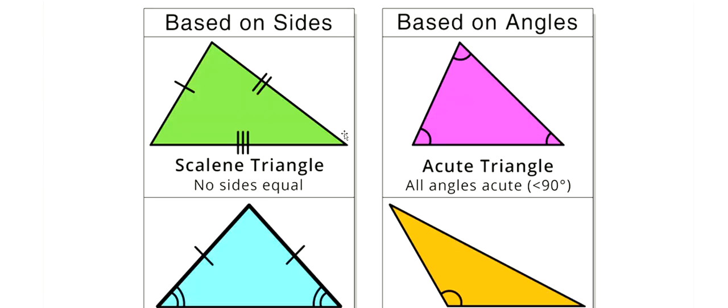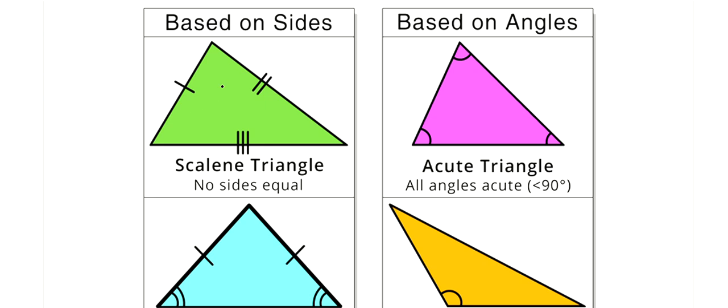Now, talking about types of triangles. First thing first, let's know what are scalene triangles. Scalene triangles, as you can see in the picture, are the triangles which do not have any side equal. All the three sides in a scalene triangle are different. They measure different length. Not only the sides, but their angles are also different.